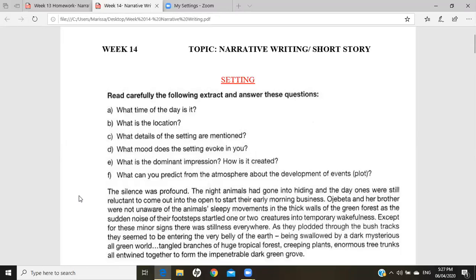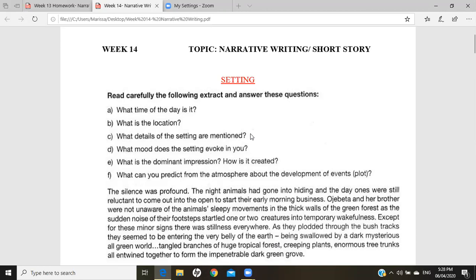Because it said in the thick walls of the green forest. Good. It says in the thick walls of the green forest, and they even mentioned in the second to last line here the huge tropical forest with the branches of the huge tropical forest. So we get an idea that they're venturing into the forest. Good.